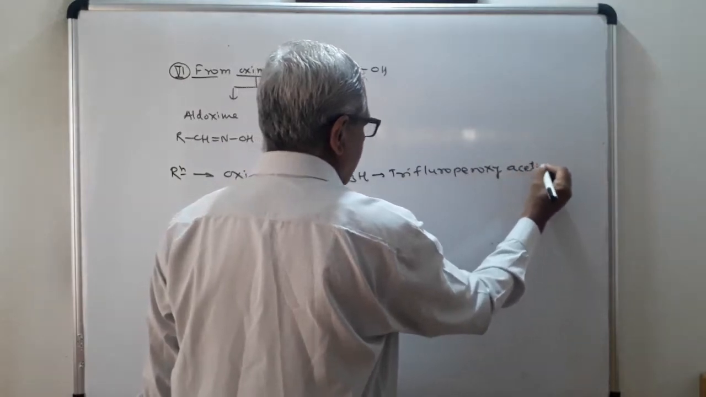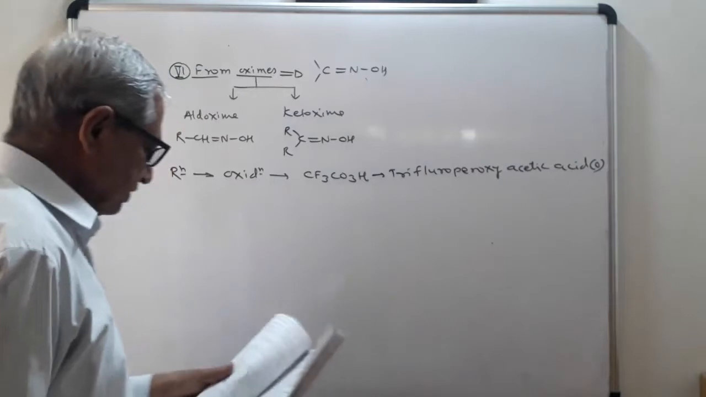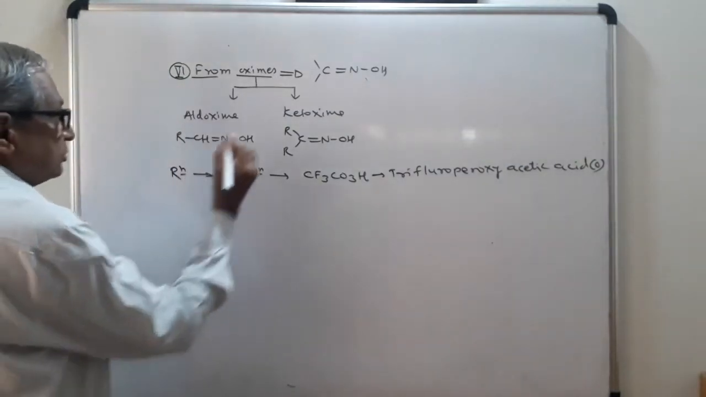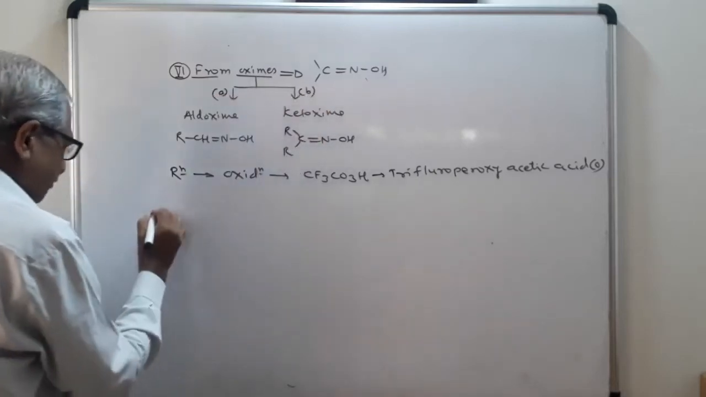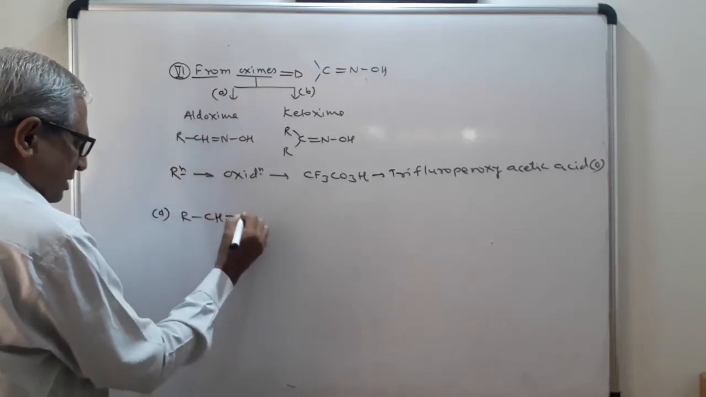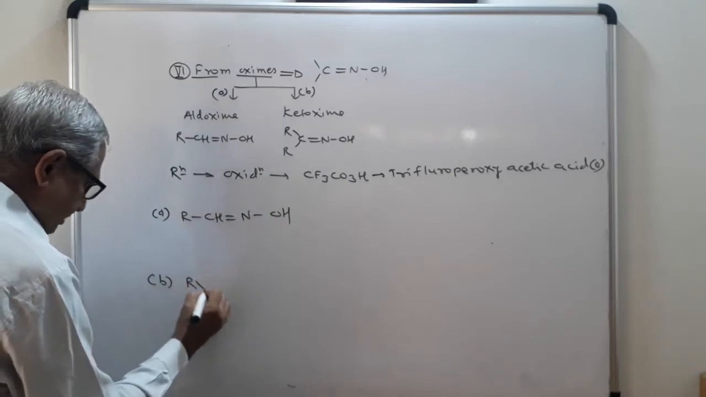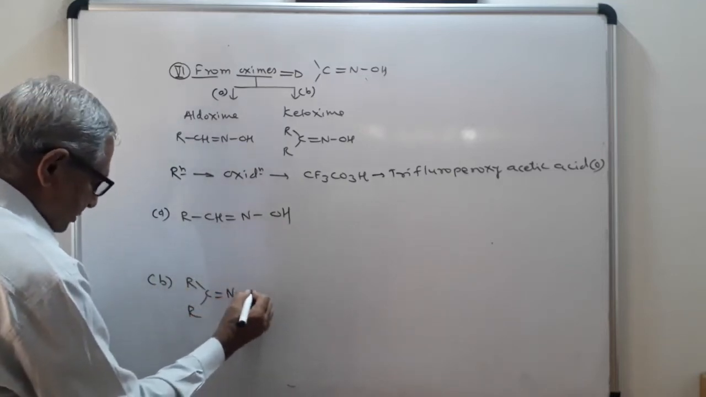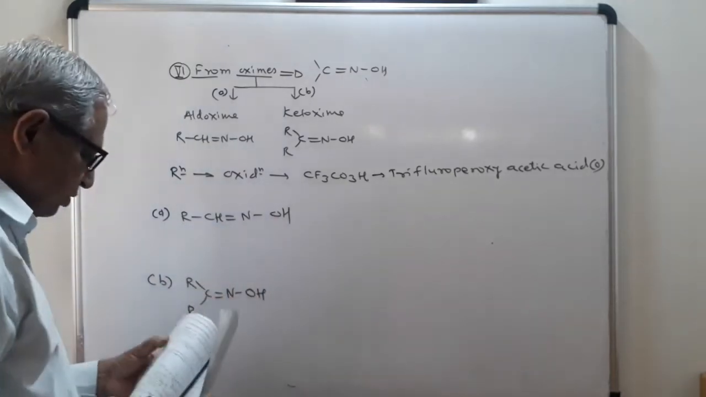Trifluoroperoxyacetic acid. This is an oxidizing agent. It oxidizes aldooximes as well as ketooximes. So I will make the A part for aldooxime and B part for the ketooxime. See the A part, RCH=NOH, B part, RCR=NOH. So this is aldooxime, this is a ketooxime.